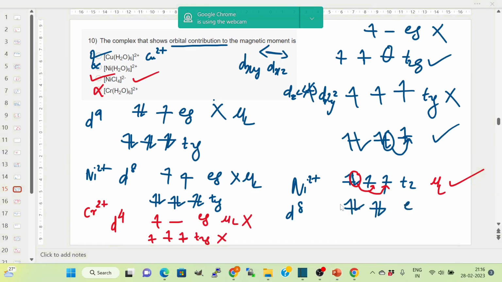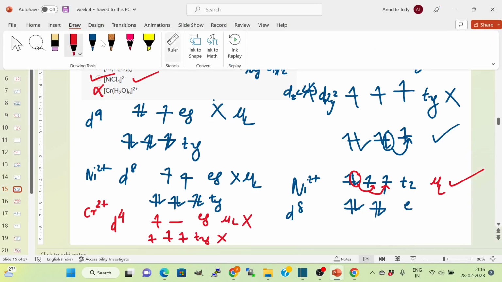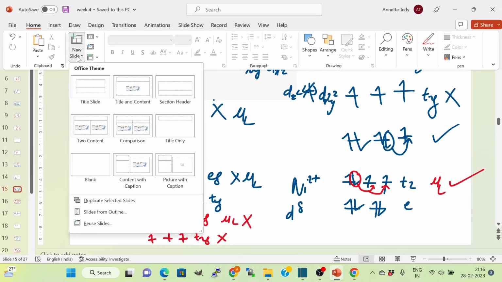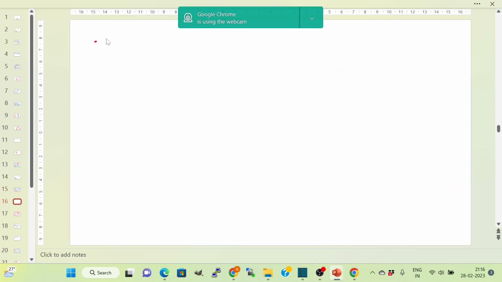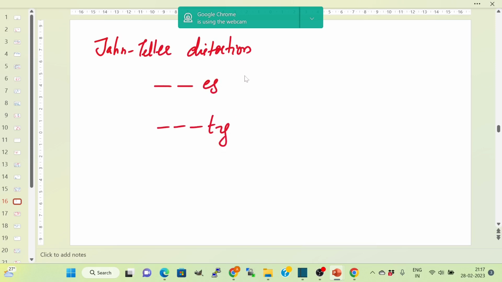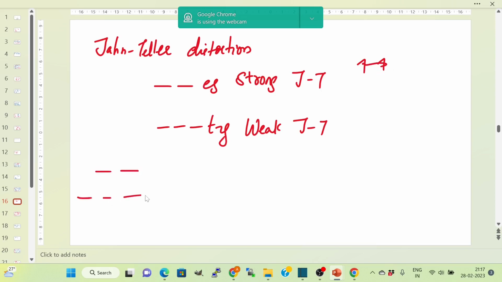Yes, ma'am. Okay. So I'll just refresh on Jahn-Teller distortion as well, then we will wrap up this class. Jahn-Teller distortion is also similar, but here Eg will have a strong Jahn-Teller distortion, and T2g will have a weak Jahn-Teller distortion. Here also for symmetrically arranged, that is whenever there is no vacancy or whenever it is partially or completely filled, there is no JT. For example, if I have something like this, 1, 2, 3, there is no JT here. Or if I had something like this, definitely JT is there but weak JT.